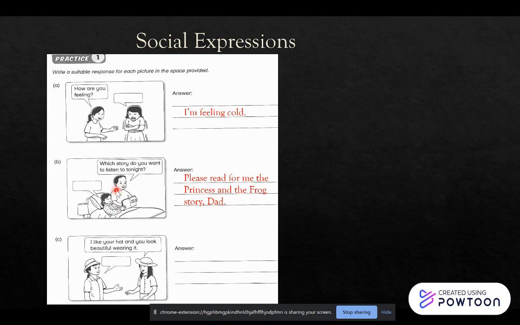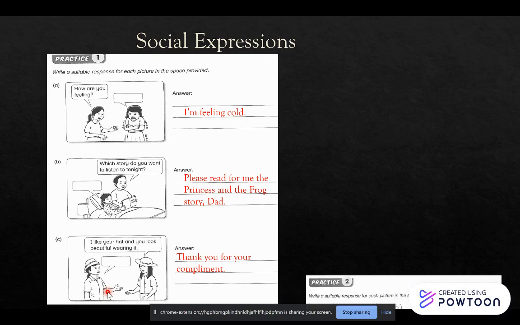Alright. Okay, for the next one, who is the first person speaking? Okay, here, yes, you are correct. The girl is the first person speaking, and the other girl is the second person speaking. All right. Okay, so what do you think is the answer? All right, shall we look at the answer? Thank you for your compliment. So it can be other answers also. You are very creative. You can come up with many answers, but just have to remember it has to be grammatically correct.